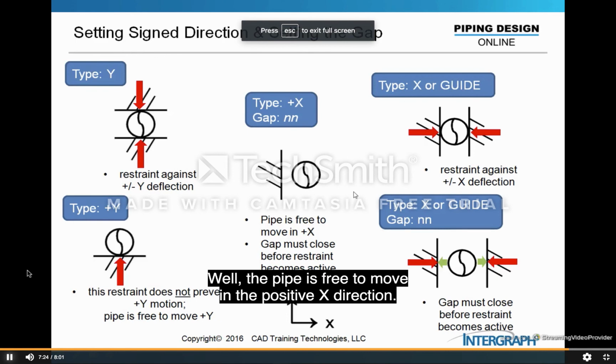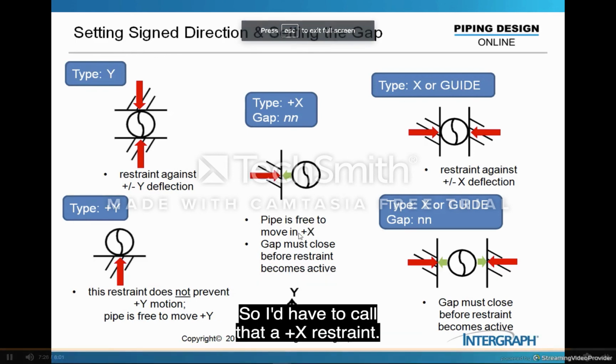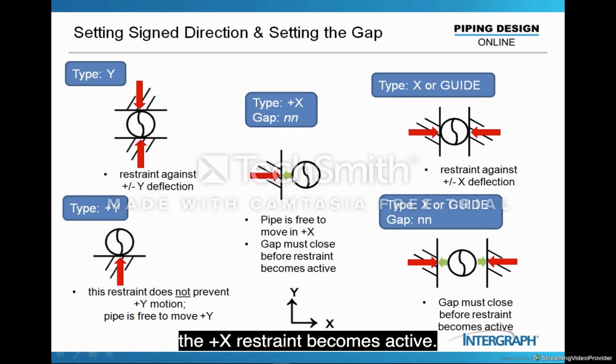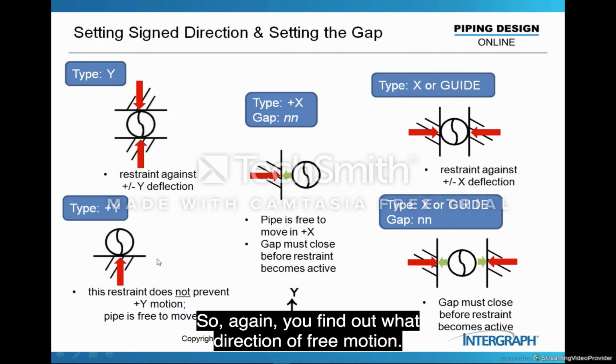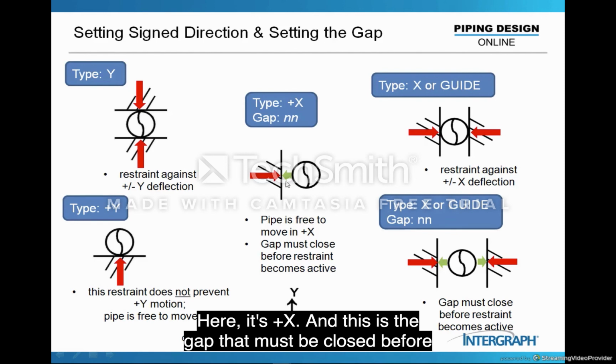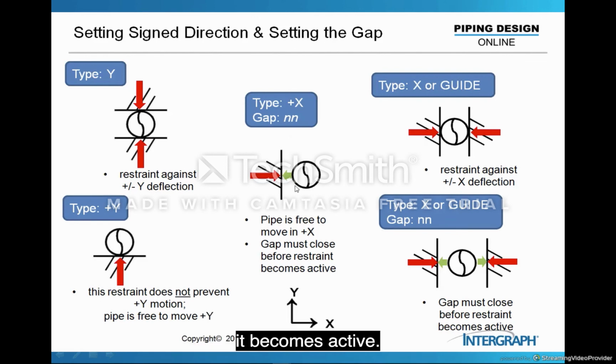X direction. So I'd have to call that a plus X restraint. But if I look at the gap, this is a gap that must close before the plus X restraint becomes active. So again, you find out what direction of free motion, that'll define the vector there. Here it's plus X, and this is the gap that must be closed before it becomes active.